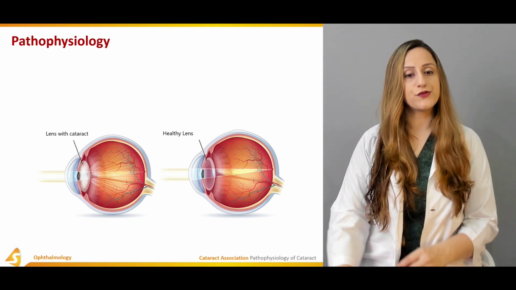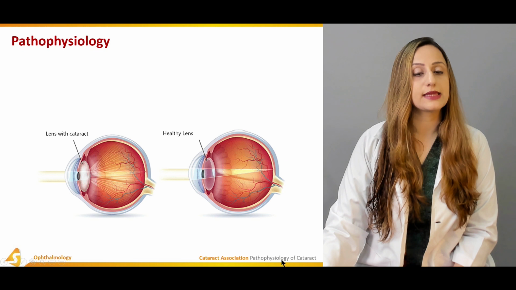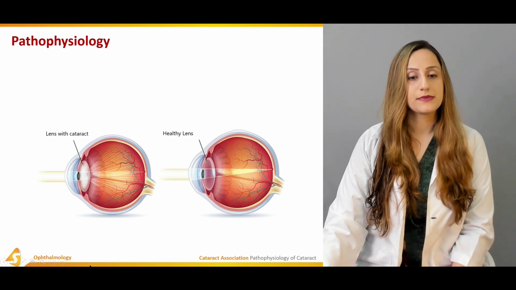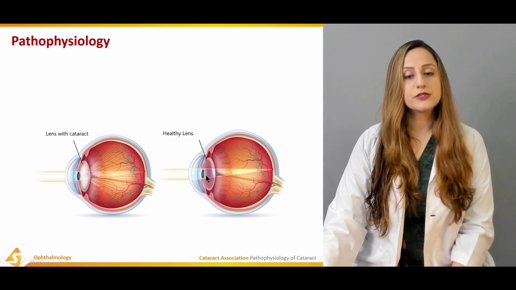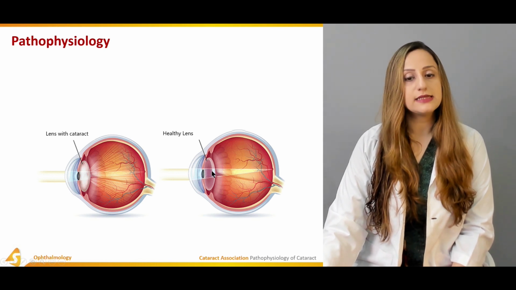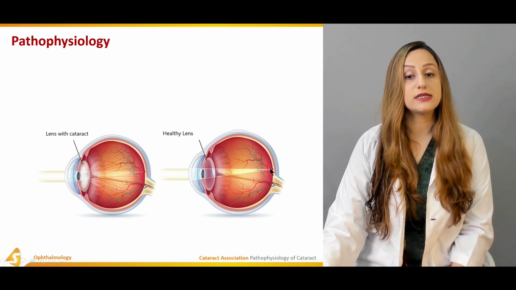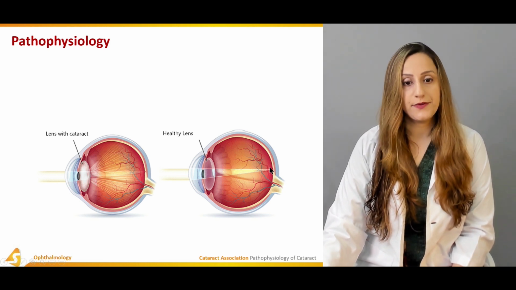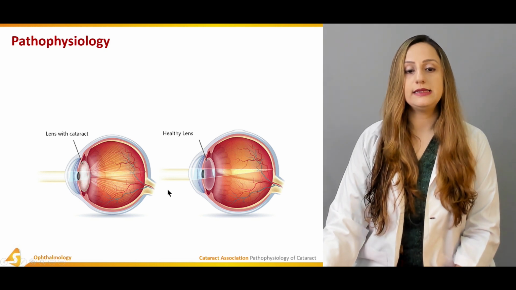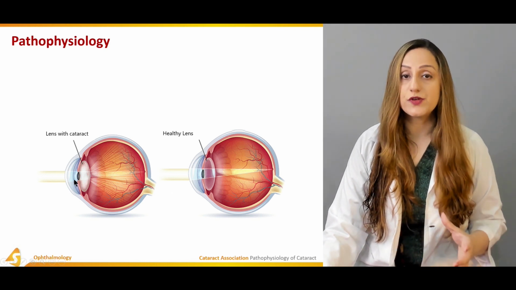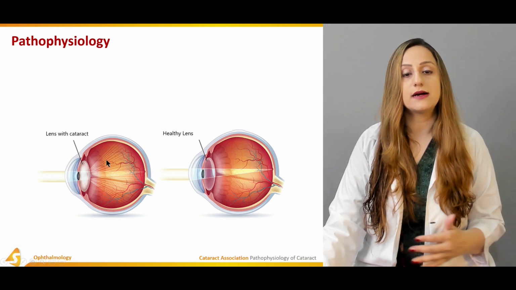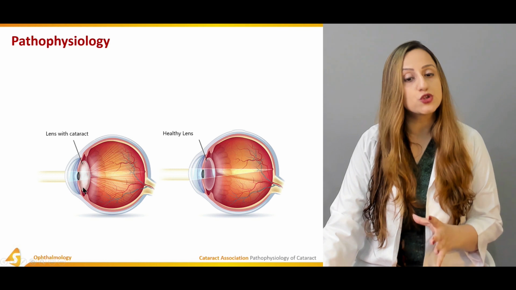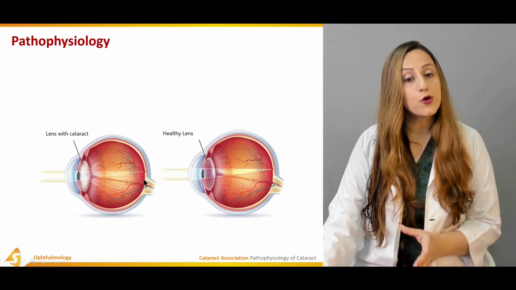If we look at it over here, it's the lens with cataract. A normal eye, which is a healthy lens, is over here, refracting the light rays and forming a complete, distinct image on the retina. And over here, when we see the lens with a cataract, due to the opacification, the light rays are scattered and they're not focused on this particular point on the retina.